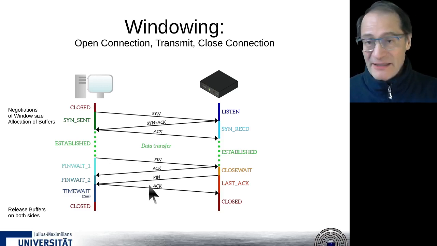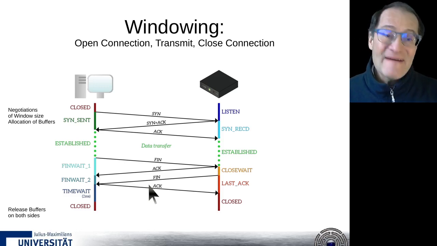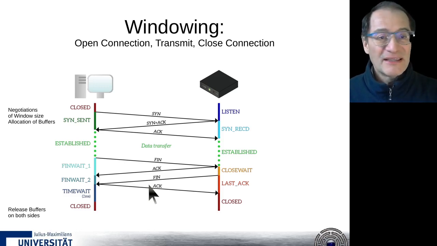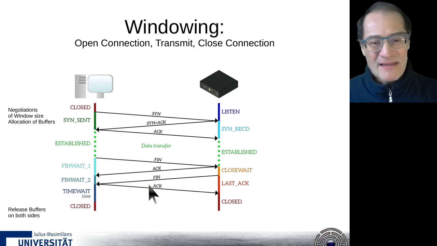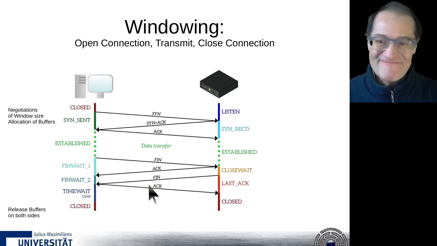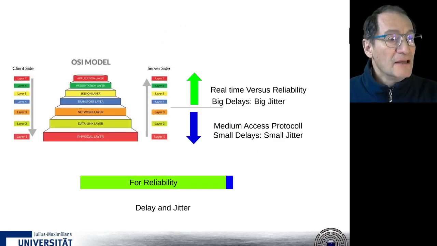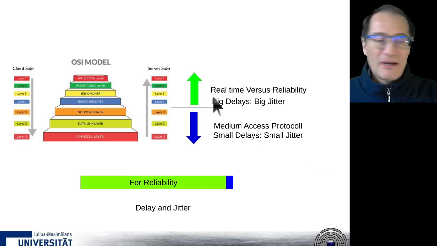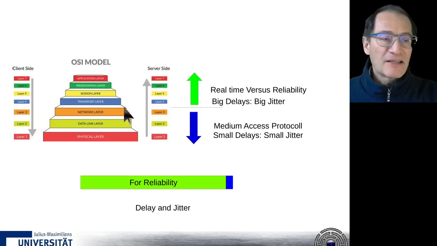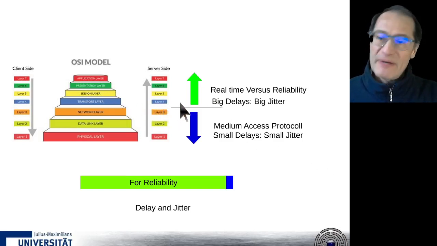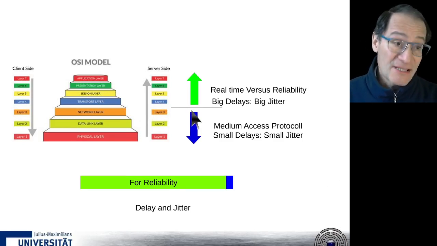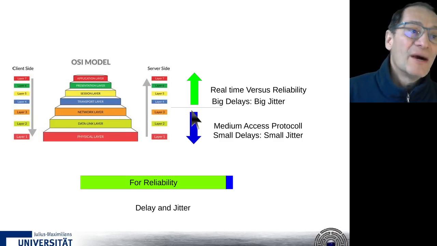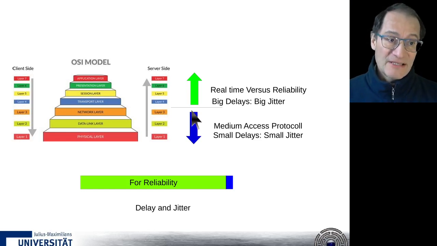Okay, and this is, as I said before, in terms of reliability, a very good protocol, but in terms of real time, maybe not. Up to now, we were talking about reliable communication, and those are the upper layers. We have another parameter, and this is the medium access. How much time do we have to wait until we can send our messages?